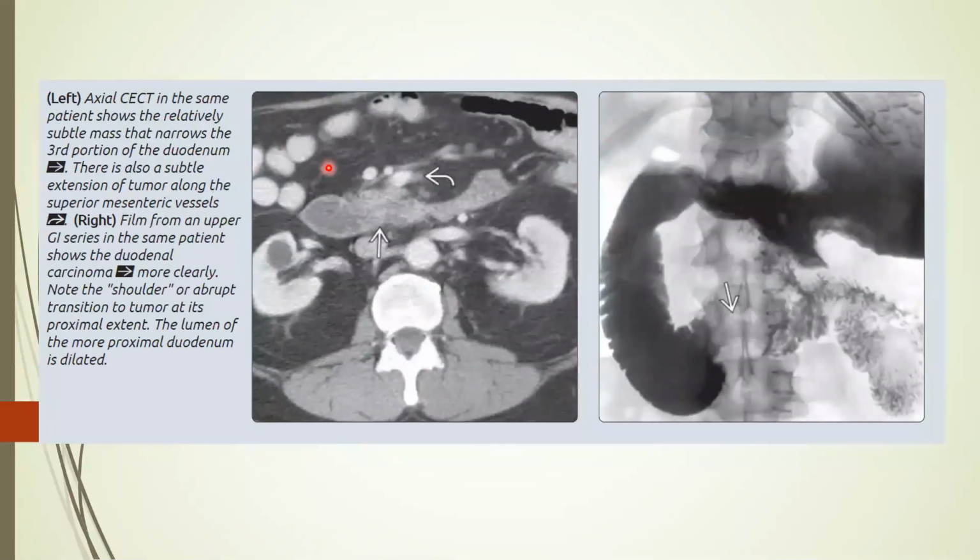This is the same patient. The CT scan shows a circumferential thickening in the third part of the duodenum with luminal obstruction and proximal dilatation. This is the follow-through of the same patient. It also shows a transition zone in the third part of the duodenum due to high-grade obstruction and proximal dilatation.